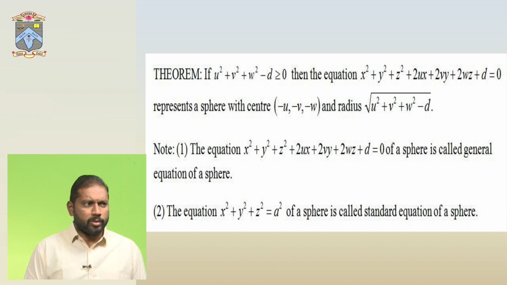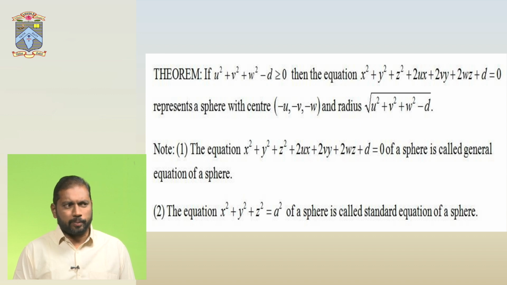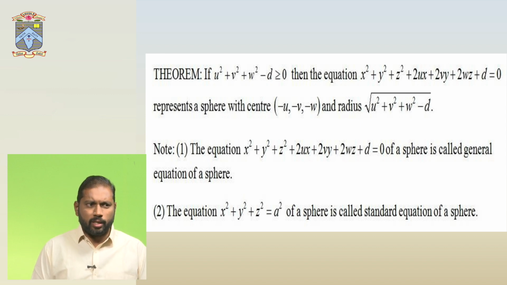Here we are observing two points from this theorem. The equation x square plus y square plus z square plus 2ux plus 2vy plus 2wz plus d equal to 0 of a sphere is called the general equation of the sphere. And the equation x square plus y square plus z square equal to a square is called the standard equation of a sphere.